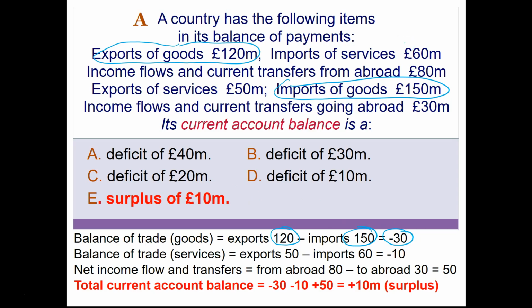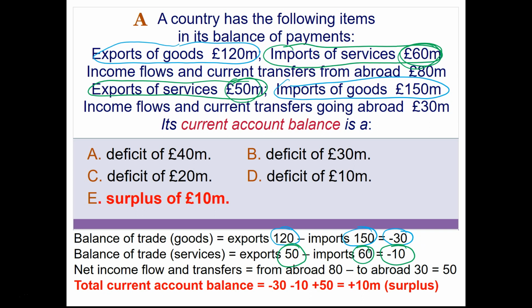Now let's have a look at trade in services. We will be using these numbers: imports, 60, and exports, 50. As before, we will take exports, 50, and subtract imports, which is 60. The result will be minus 10.